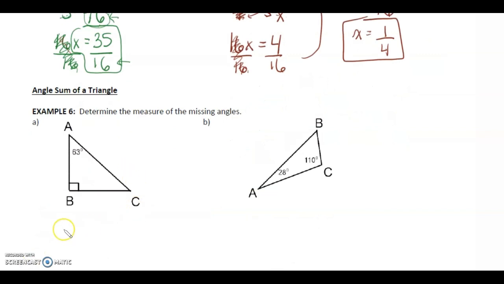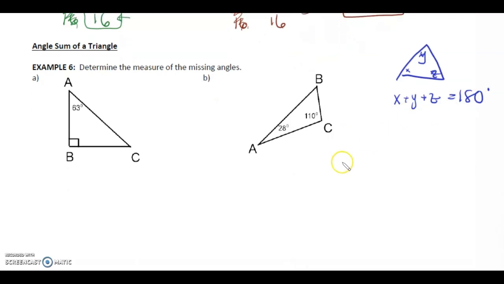Okay, now angle sum of a triangle. Okay, as a review, if you have any triangle and you have the 3 angles, let's call this x, y, and z. Okay, when we add up these 3 numbers, x, y, and z, whatever numbers they are, it's going to equal 180.